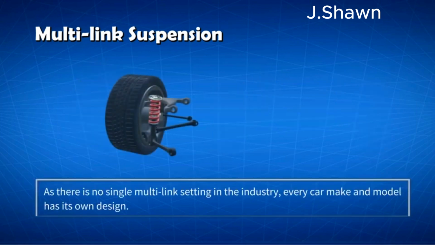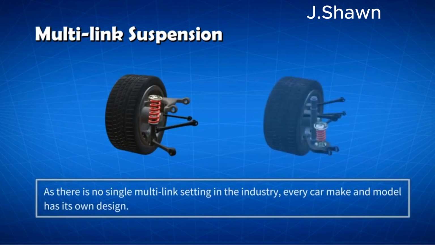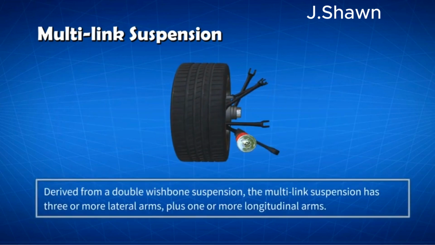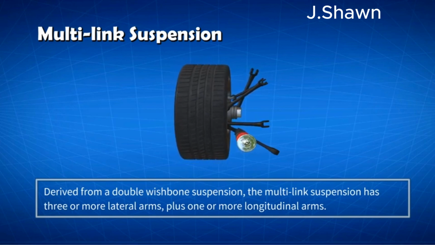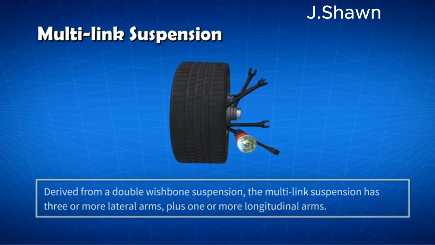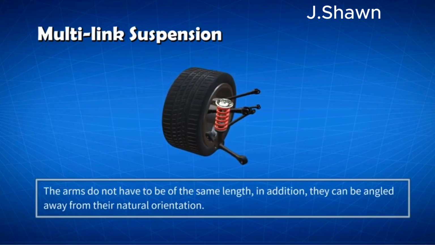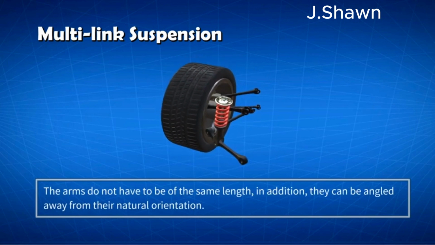As there is no single multi-link setting in the industry, every car make and model has its own design. Derived from a double wishbone suspension, the multi-link suspension has 3 or more lateral arms, plus 1 or more longitudinal arms. The arms do not have to be of the same length. In addition, they can be angled away from their natural orientation.